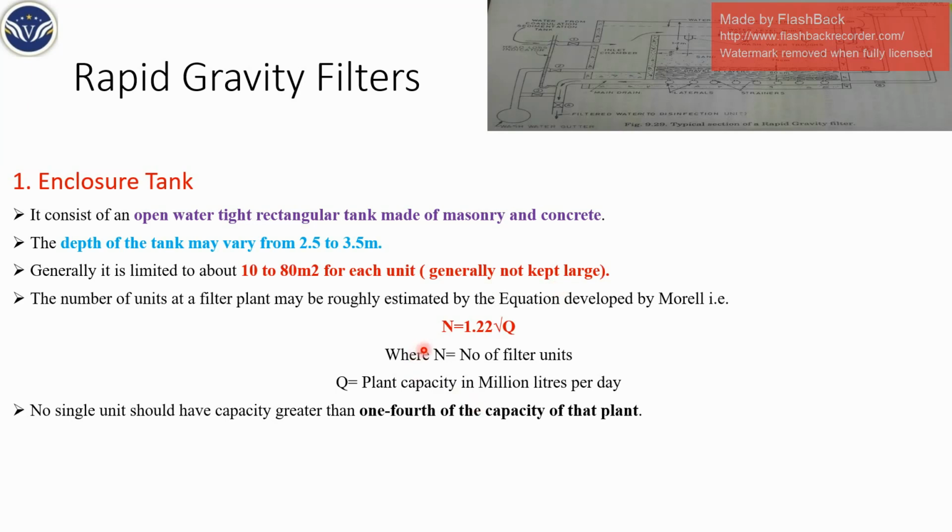So here is an equation to find out the number of units. N is the number of units, and we can find it by using this equation, that is N = 1.22 under root Q, where Q is the plant capacity in millions of liters per day. Each unit generally has a capacity of one fourth of the capacity of the plant over here. So this equation we are going to use over here.